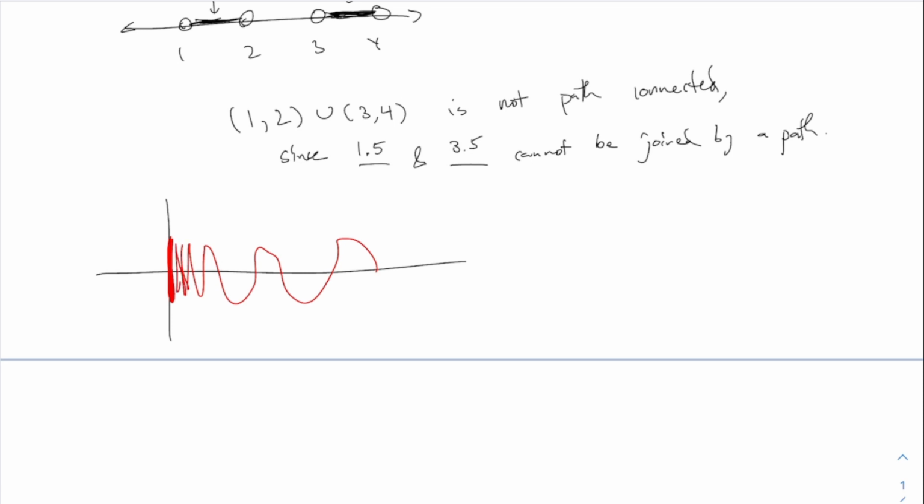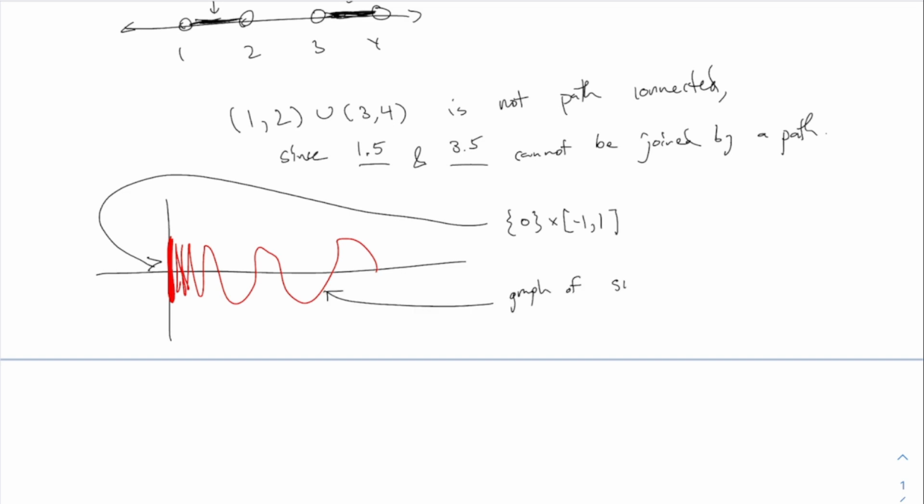In detail, this would be 0 cross minus 1, 1. That's this vertical part. And then this curvy part is the graph of sine of 1 over x along some certain range. I just made it stop here, but it doesn't really matter.